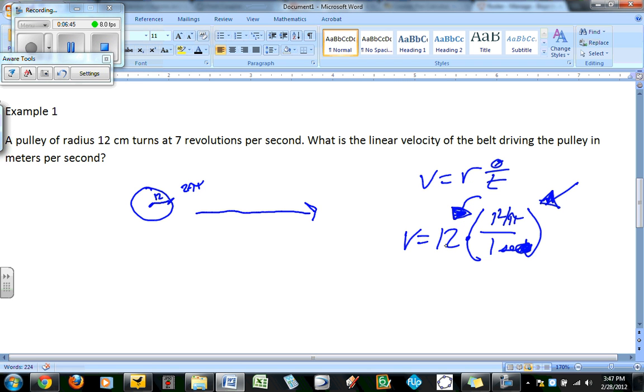And so we're going to take 12 times 14 and we get 168, I think. So 168 pi all over 1 second, which is just 1. And if we actually wanted to figure out without a pi in there, we could type in 168 times pi. And we're traveling around 527.79 centimeters per second is our linear velocity then. Okay.